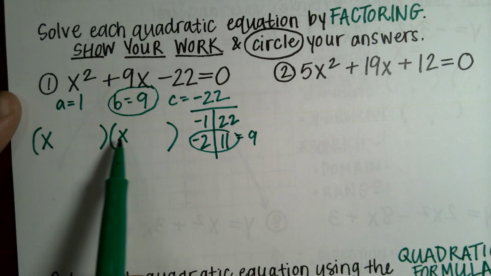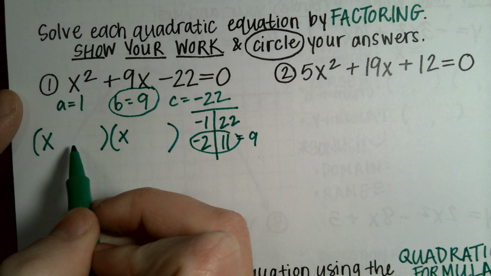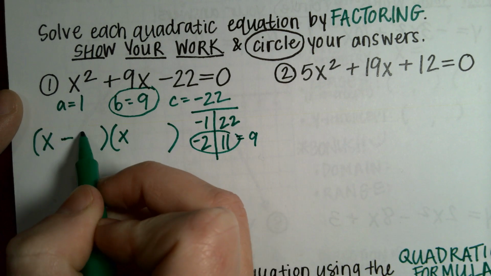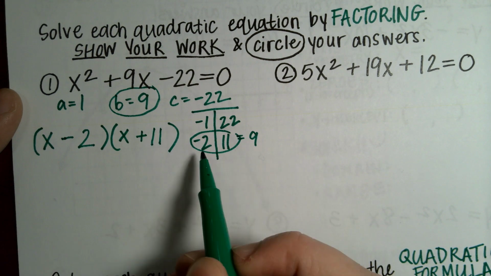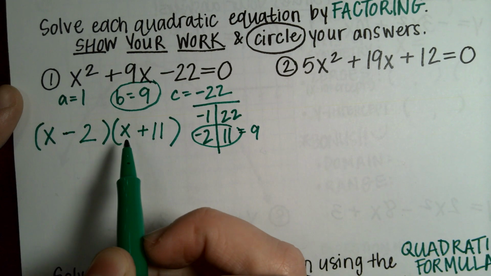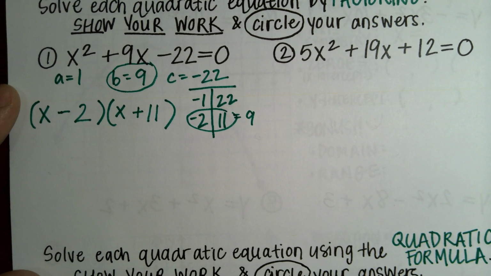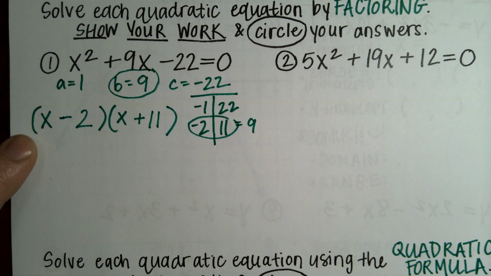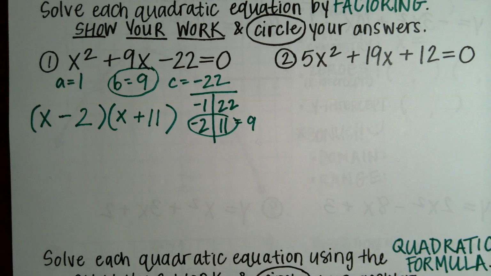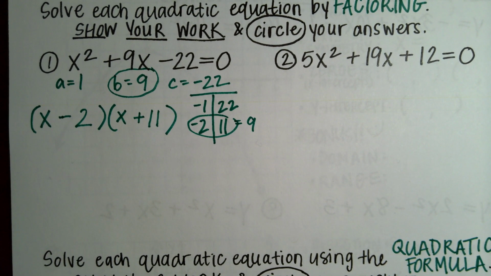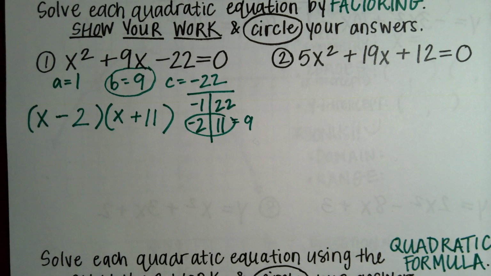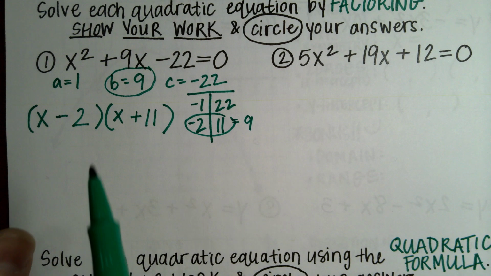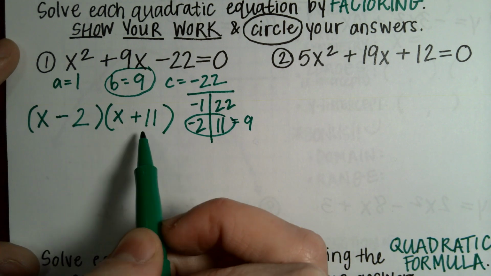So what is going to go in here? Negative 2. Plus 11. We're going to use the factors we found, x minus 2 and x plus 11. So this is our factored form. Are we done now with the problem? No, we have one more step to do. I want you to solve the equation. We're not just factoring. How do we solve now?